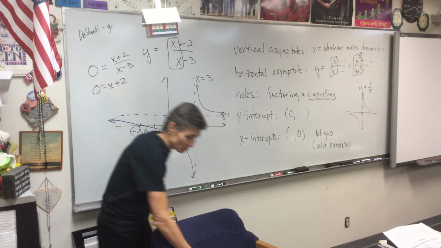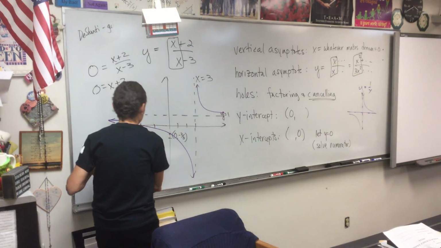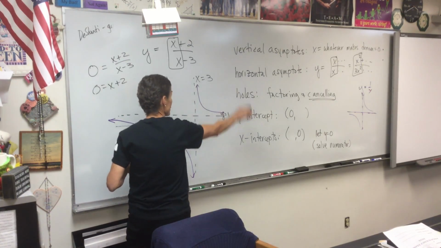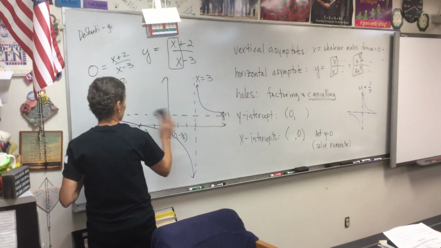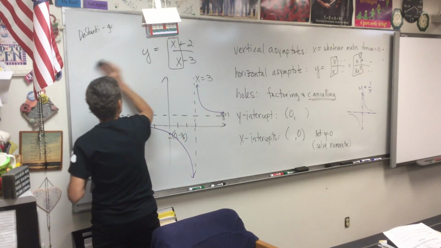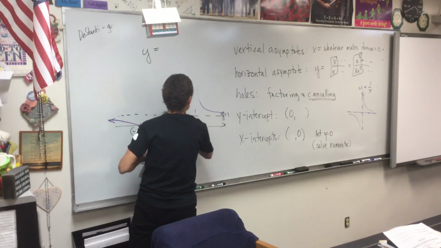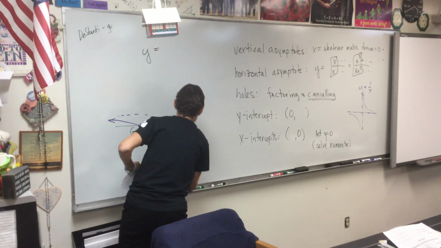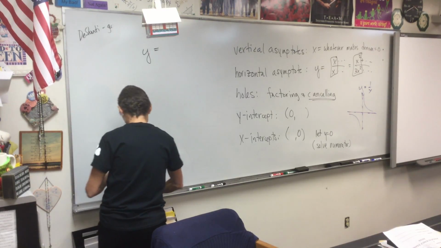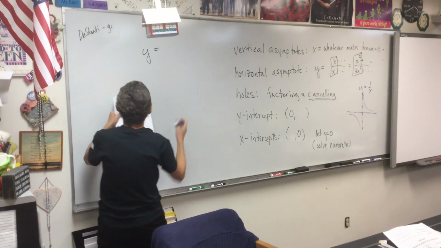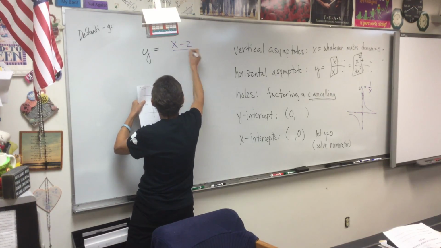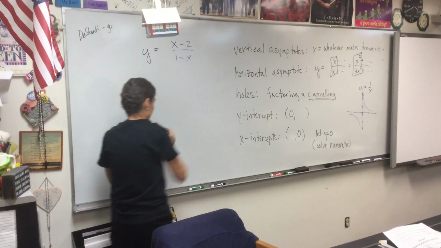All right, let's try the next one. Let's see how you do with the next one. All right, I'm going to leave those notes there for one more problem, and then I'm going to get rid of it. We'll leave them there for this next problem. We'll graph another one. Here we go. It is x minus 2 over 1 minus x.